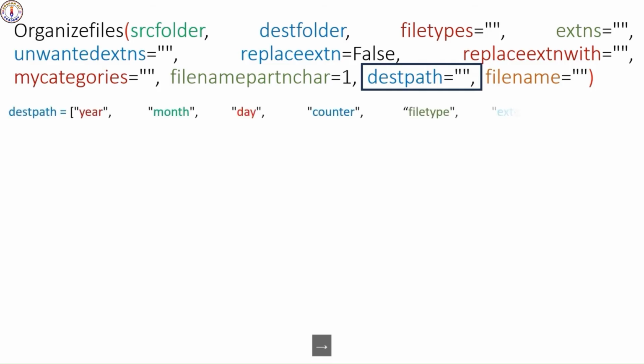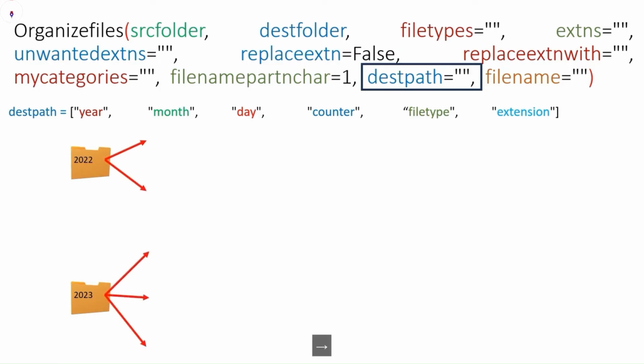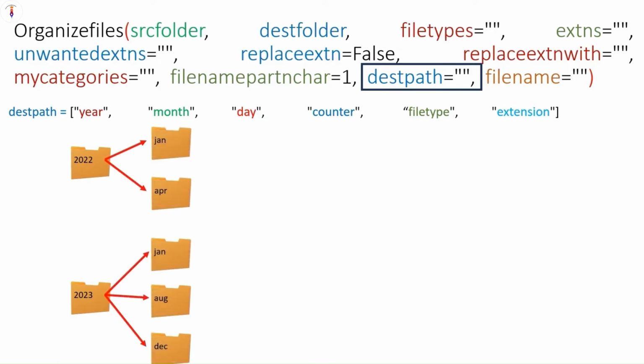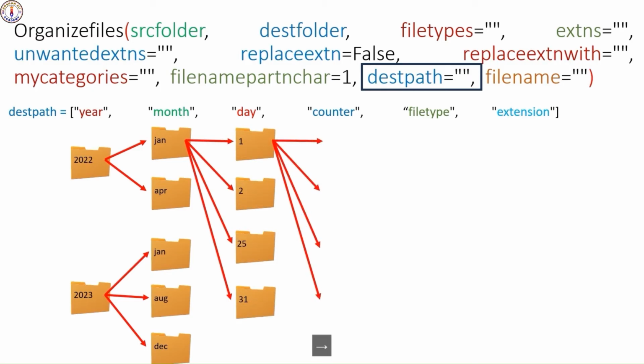If your dest path is like this, then it means that subfolders according to the file's creation date year will be created in the dest path. Inside each year folder, subfolders based on the file's creation dates, month folders, will be created. Then inside each month, day folders will be created. Inside each day folder, counters will be created. Counter is just a number that counts your files. The first file moved will be called one and the second file moved will be called two.